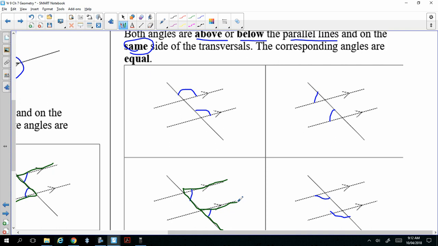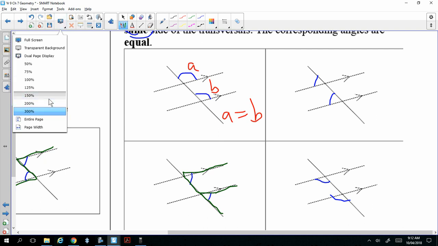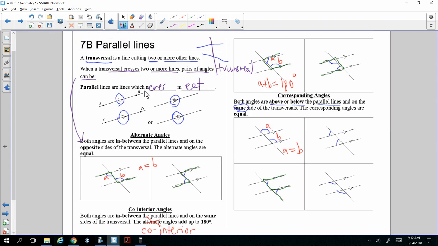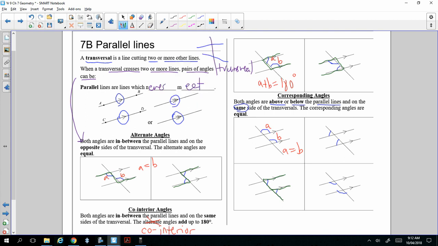So corresponding angles have the property that they are equal as well. Only co-interior angles are supplementary. So we have all three different types written here, whereas corresponding has four different types. All right, we have to move on to the next page in a minute, so I'll let you finish off the last thing. Okay, all done? All right.